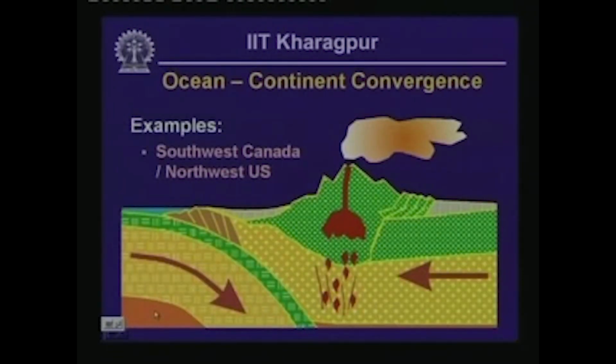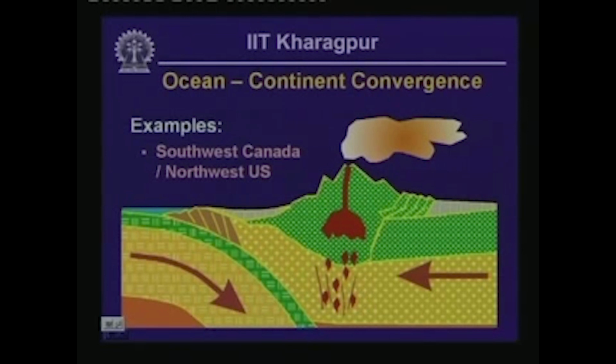Now let's look at the features associated with ocean continent convergence. If you recall, an example for ocean continent convergence is the subduction activities of the island chains of the west coast of Alaska in the northern part of North America, then southwest of Canada and northwest United States. That is also another good example where subduction of the Pacific plate is taking place underneath the North American plate. So what are the features here?